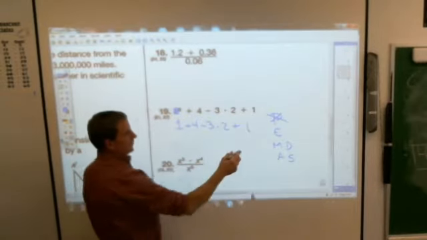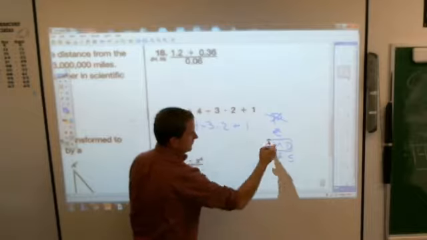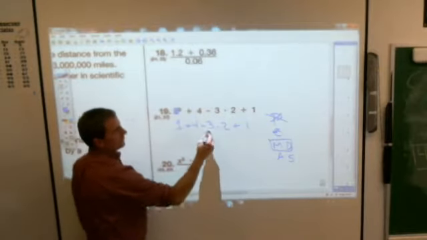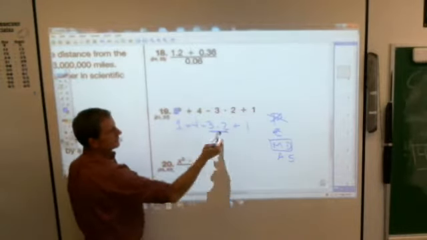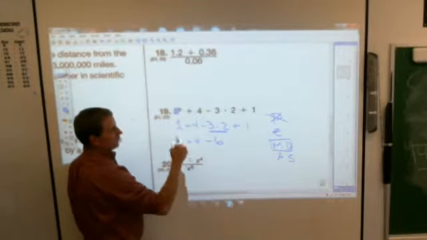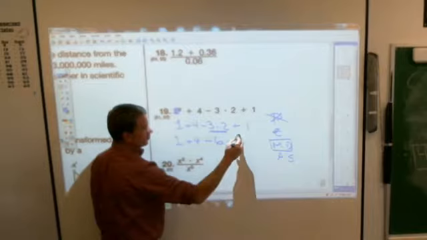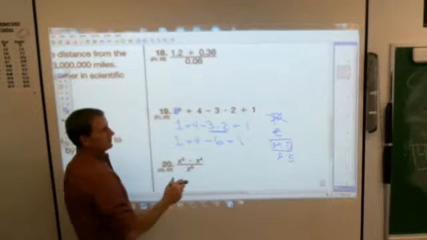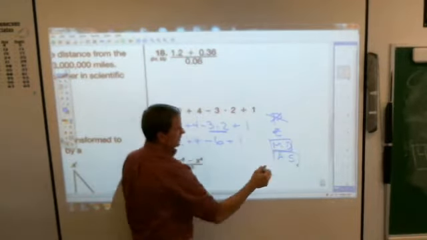Then after exponents, I do multiplication and division from left to right. There's only one multiplication part, that's right there. 3 times 2 is 6. So now I'm left with 1 plus 4 minus 6 plus 1. No division. And then addition, subtraction.